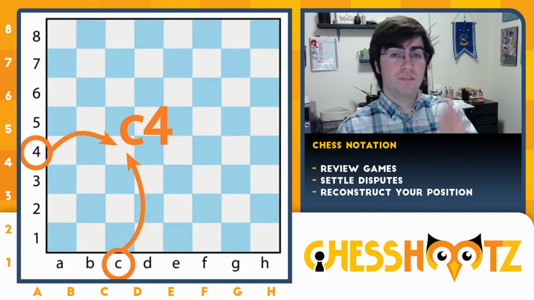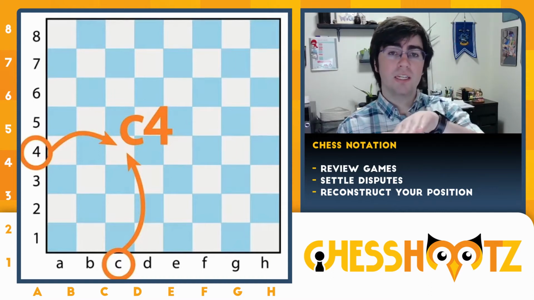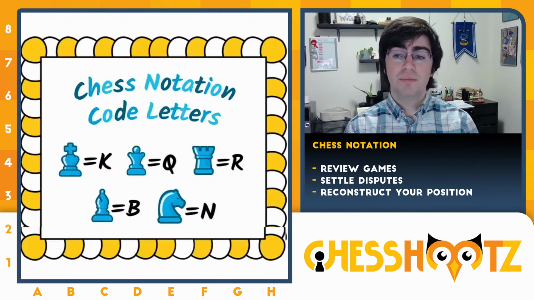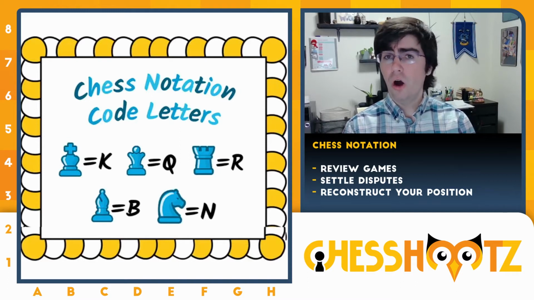Simply combine the file and the rank in that order. Step 2 is to learn the code letters for the pieces. The only tricky one is the knight because the king uses the K, so the knight uses the N. The pawn does not get a code letter, and code letters are always capitalized while everything else is going to be lowercase.